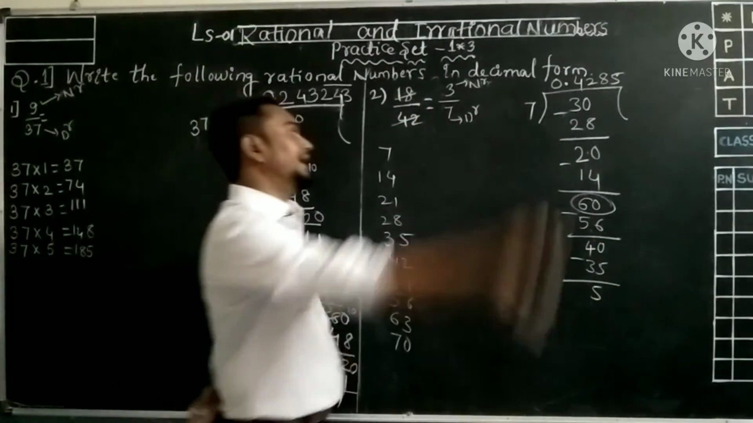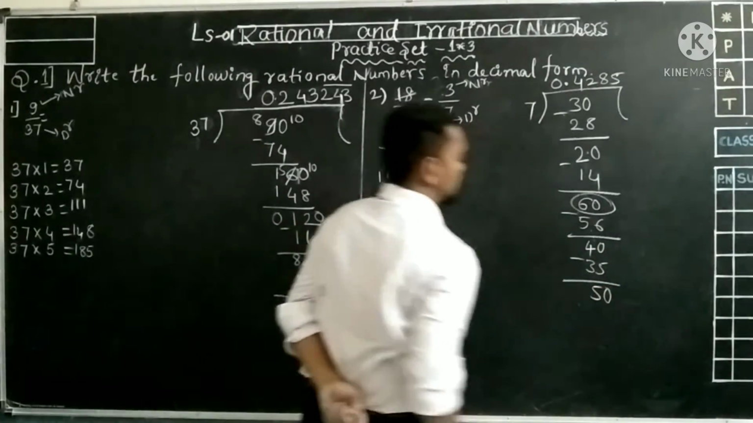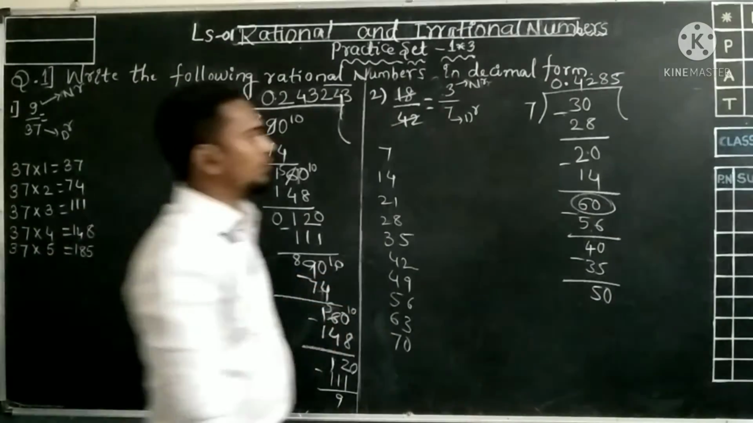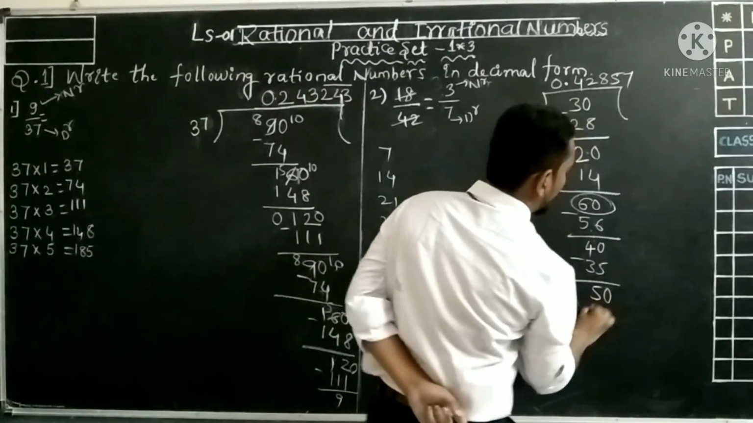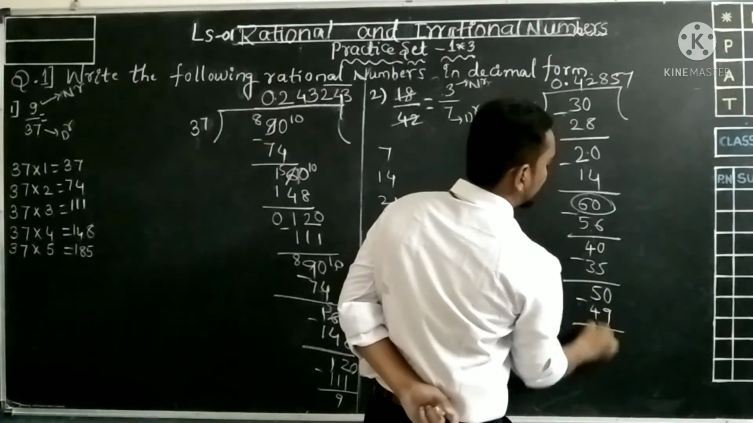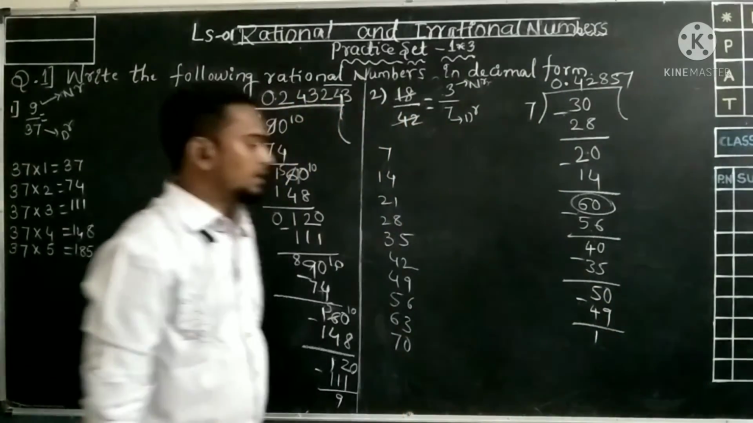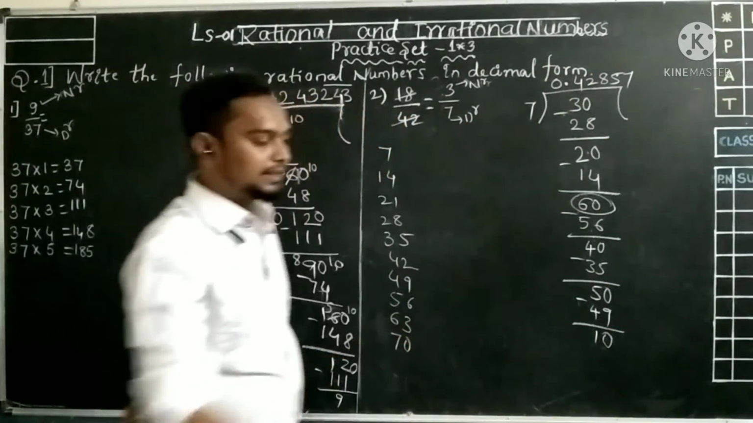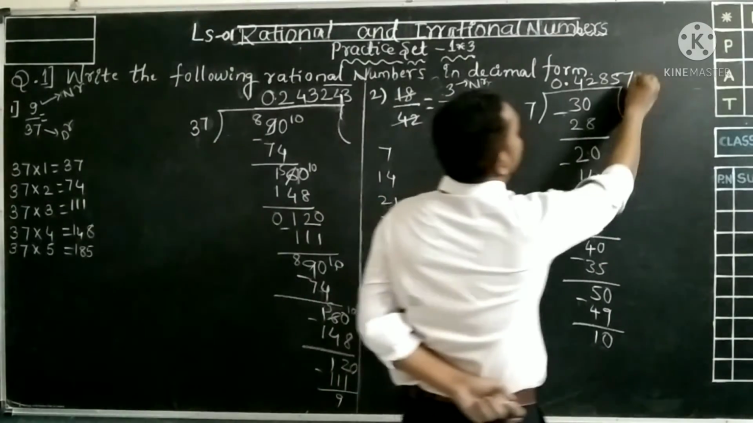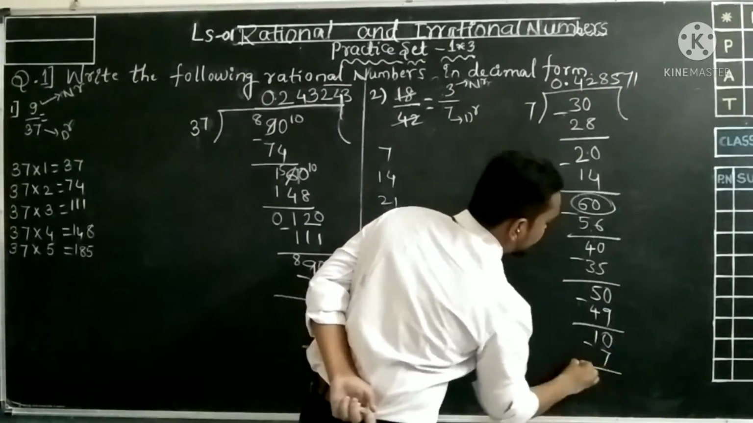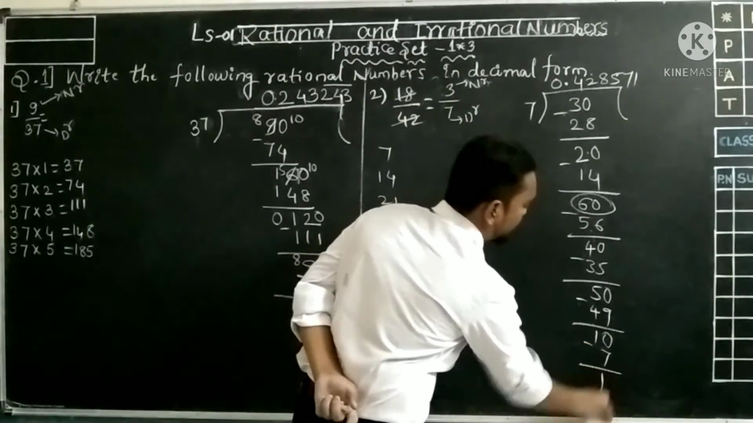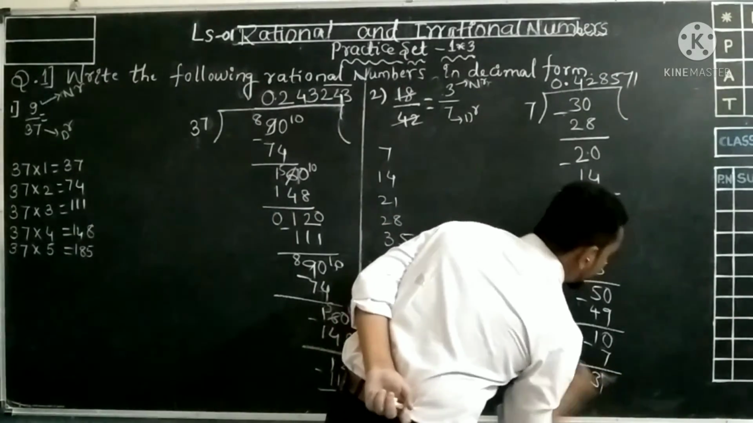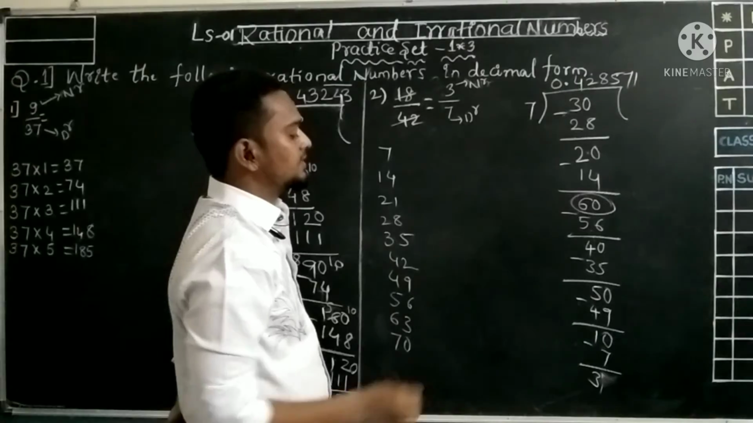Again, we will put a decimal point, that is 0. 50 is not in the 7th table. Therefore, 7 7s are 49. 50 minus 49 is 1. Again, we will put a decimal point, that is 10. 7 1s are 7. Therefore, 10 minus 7 is, sorry, 3.